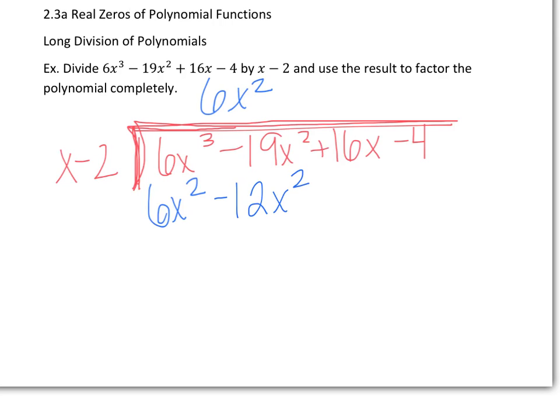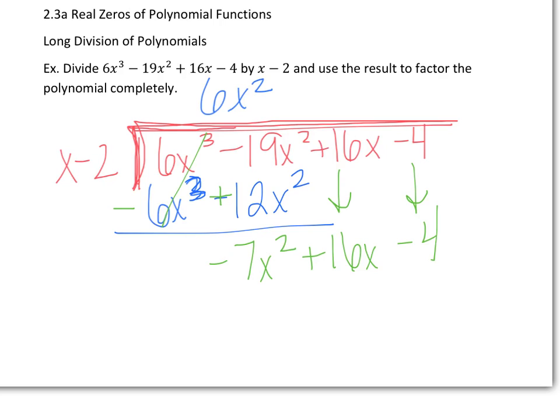What I'm doing here is I've got to subtract this off. So now I change my signs. Minus 6x cubed, I'm sorry, that should be a cubed, plus 12x squared. I'm going to do the subtraction. So now I get 0, which is exactly what I want, these to fall out. Negative 19x squared plus 12x squared is going to give me negative 7x squared. And I'm going to bring down everything else I have, plus 16x minus 4.